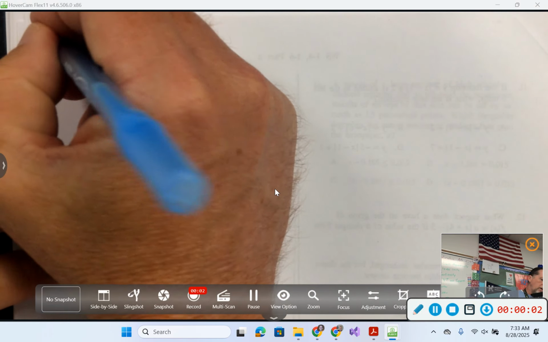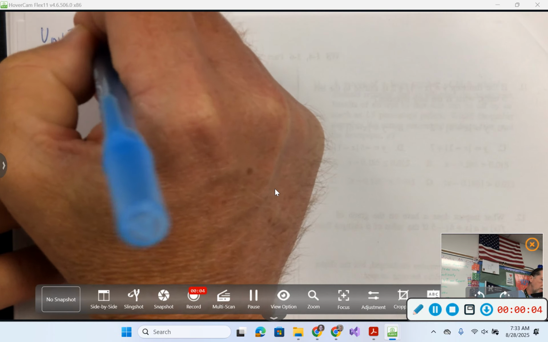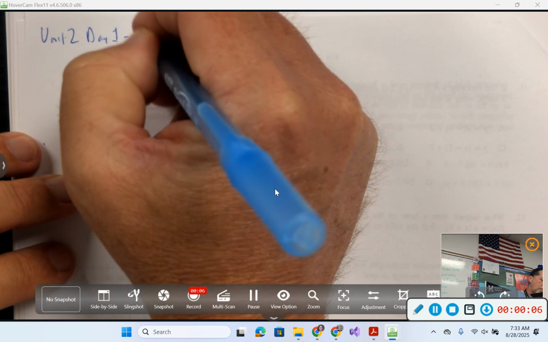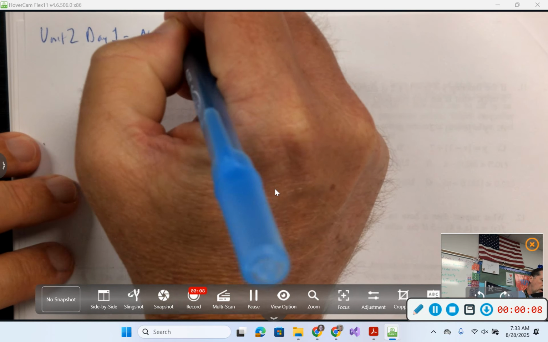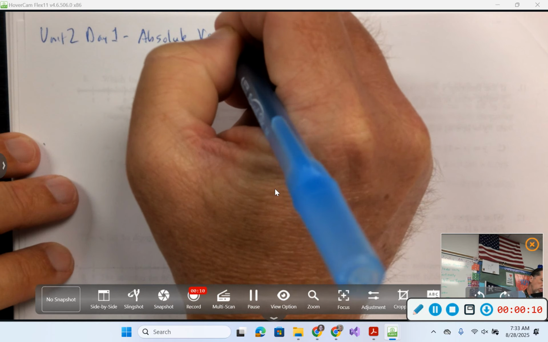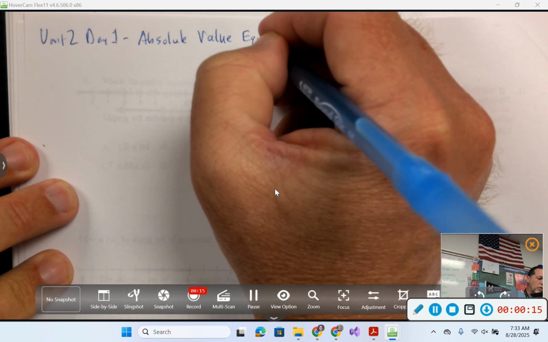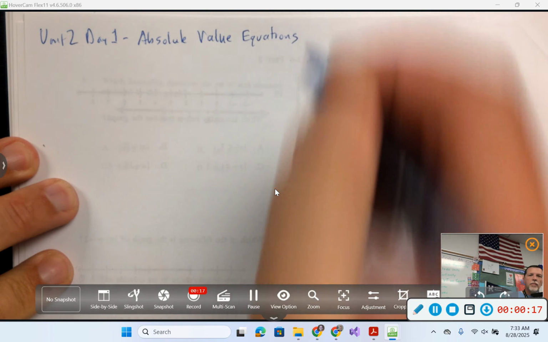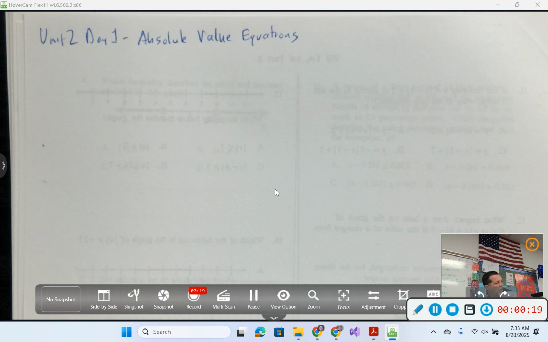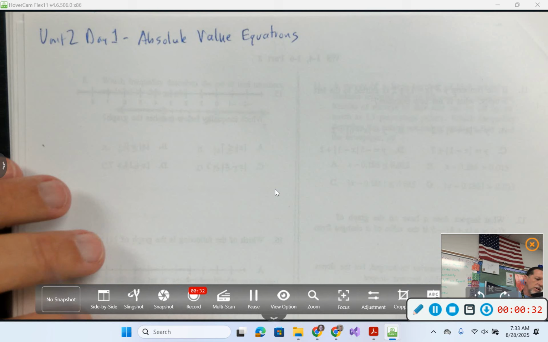Okay, so we are into Unit 2, Day 1, absolute value and absolute value equations. If you write reasonably sized, it'll all fit on this one page. If you're a big writer, then maybe not, but I think it'll all fit.